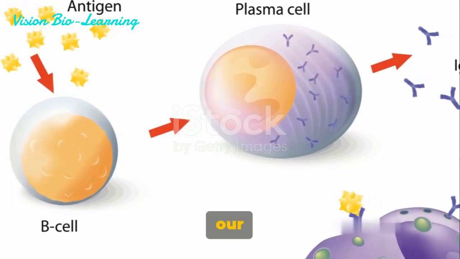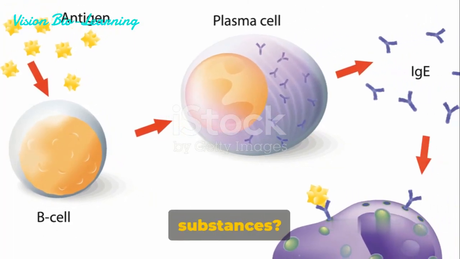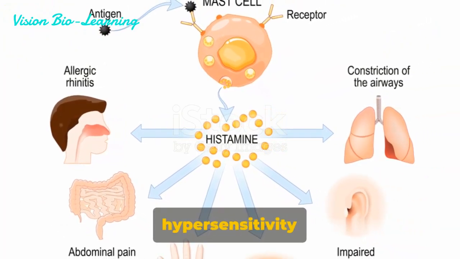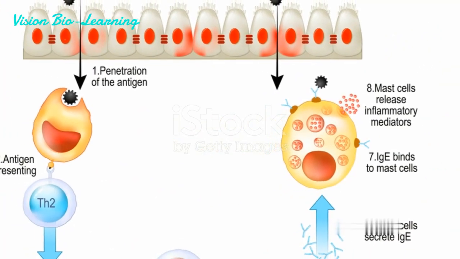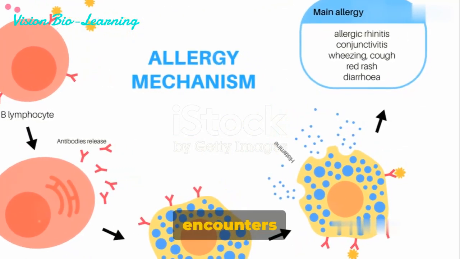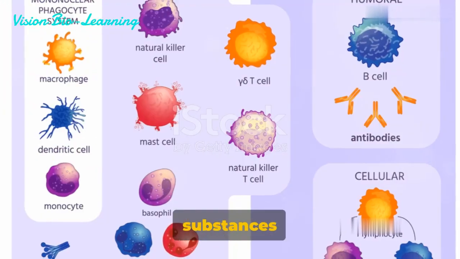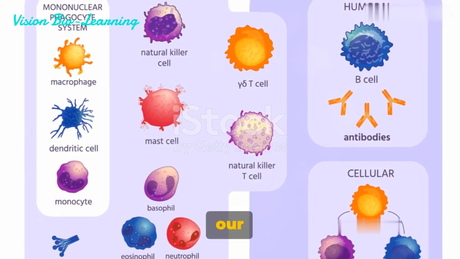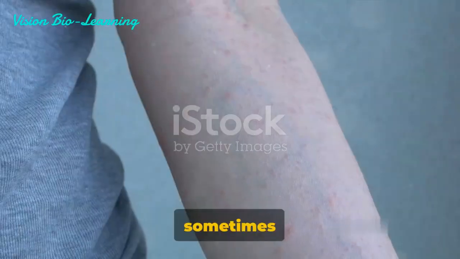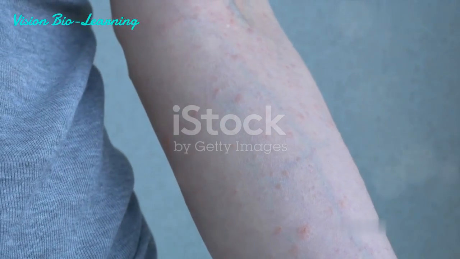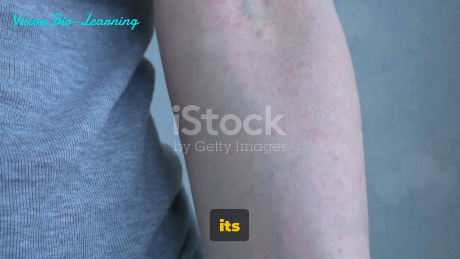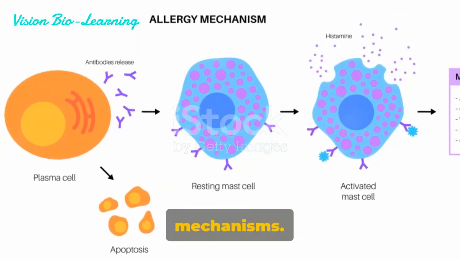Ever wondered how our body reacts to foreign substances? Today, we dive into the world of hypersensitivity reactions. These are unique responses by our immune system when it encounters certain foreign substances or allergens. It's like our body's overzealous defense mechanism, which sometimes causes more harm than good. There are 4 types of hypersensitivity reactions, each with its own distinct characteristics and mechanisms.